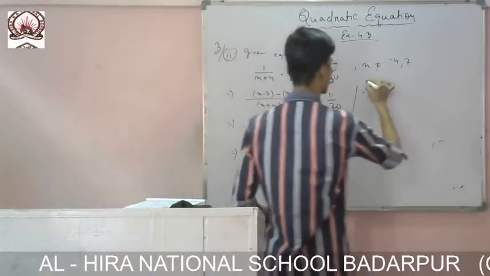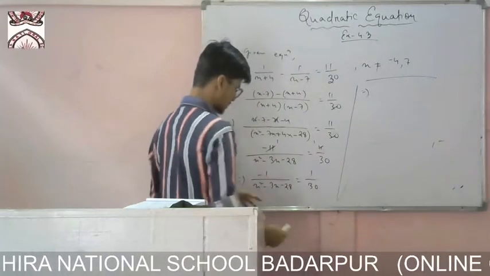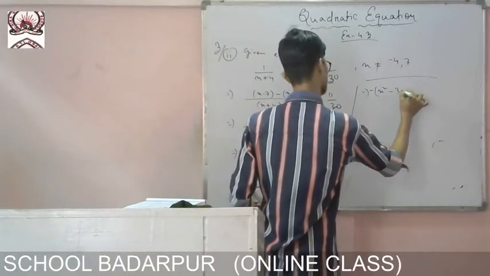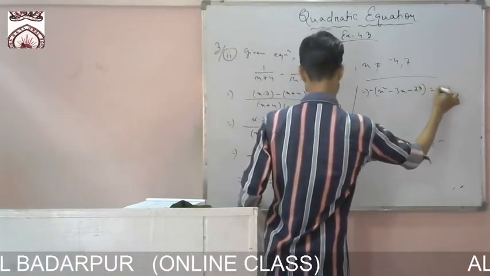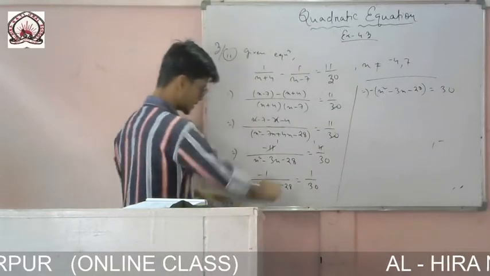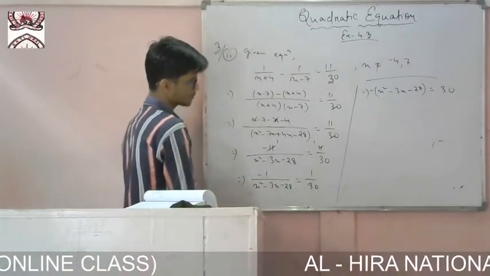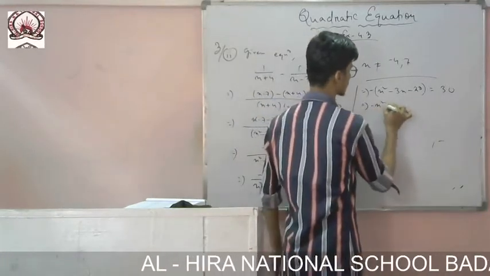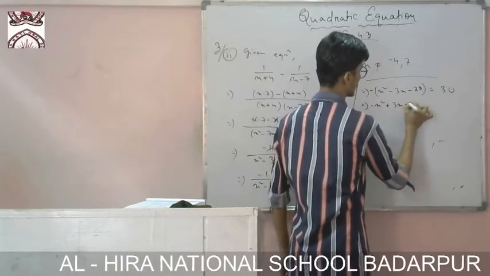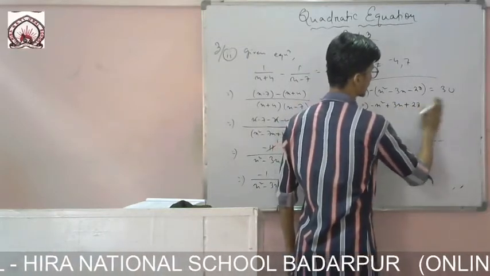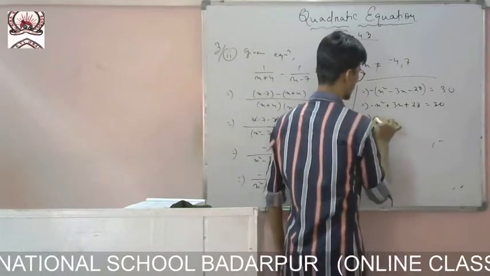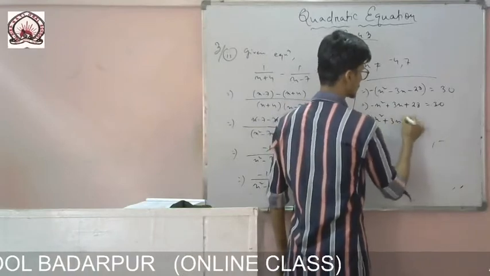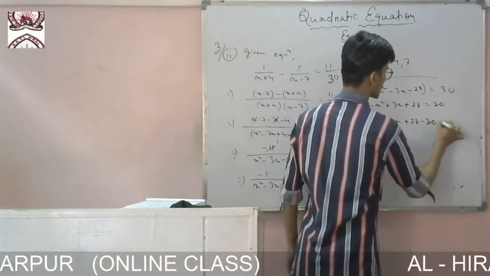So let me write it. If I take the reciprocal, keeping the minus, it becomes minus x square minus 3x minus 28 equals 30. I keep the minus with this one and take the reciprocal, so x square minus 3x minus 28 equals minus 30. So that means minus x square plus 3x plus 28 minus 30 equals 0.